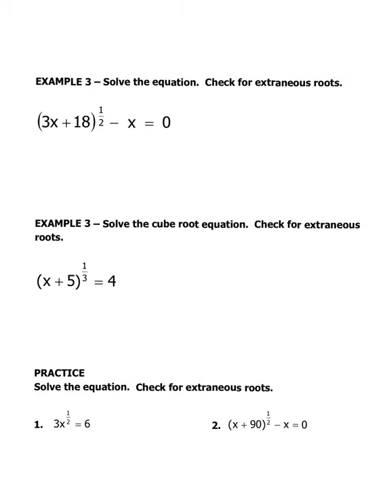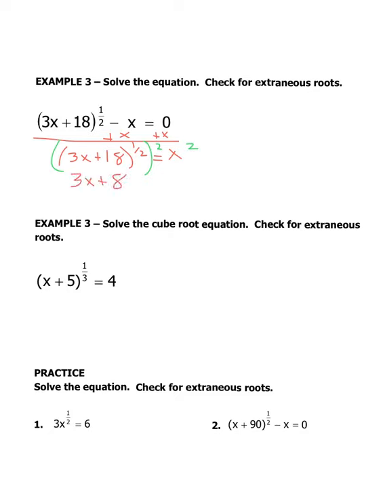Okay, so what I want to do now is get what I have underneath the square root by itself. So first thing I'll do is add x to both sides. So I have 3x plus 18 to the 1/2 power equals x. And now I'm going to square both sides. That square root was by itself, so I'll square both sides. All I'm left with now on the left-hand side is just 3x plus 18.